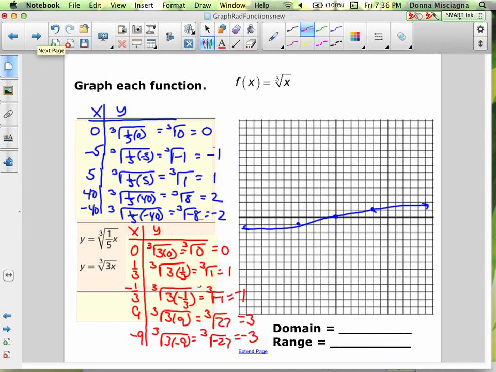So now let's graph this one. We have 0, 0, and then we have 1/3, 1, and -1/3, -1. I'm a little far on that one, but my dot's so big. And then we need 9 and -9. There we go.